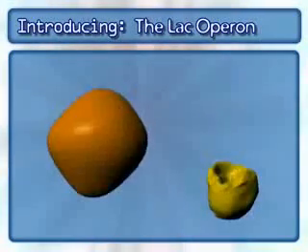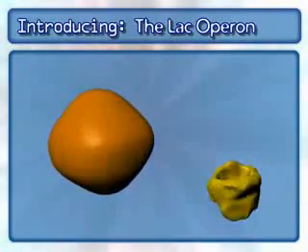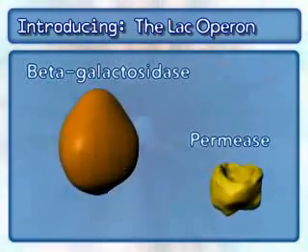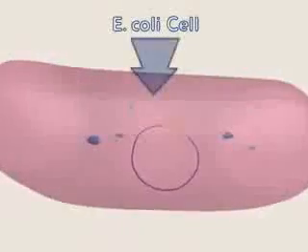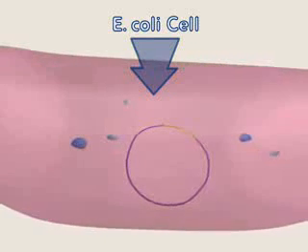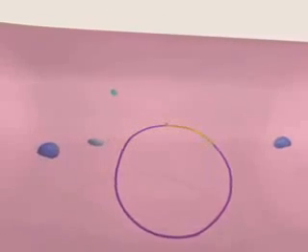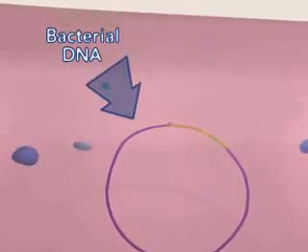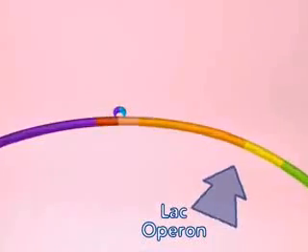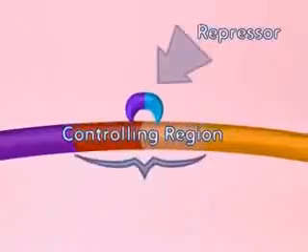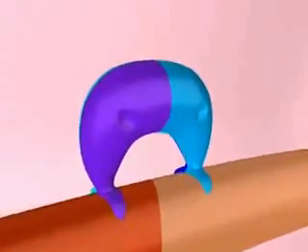This animation will only focus on two of the three proteins encoded by the Lac Operon: beta-galactosidase and permease. Gene expression can be induced or turned on when a specific inducer molecule appears in a cell. For inducible systems, a repressor molecule prevents gene expression by binding to the upstream controlling region.